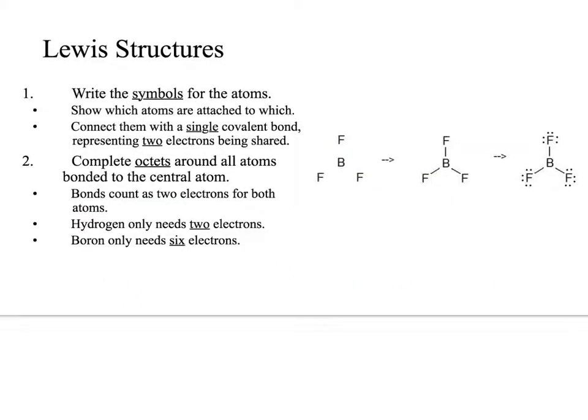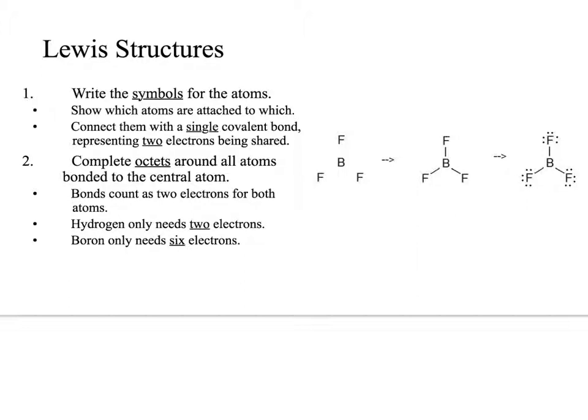Next one, write the symbols for the atoms. And then, we show which atoms are attached to which by connecting them with single covalent bonds. Basically, put a dash between them. Connect them, these represent 2 electrons being shared.